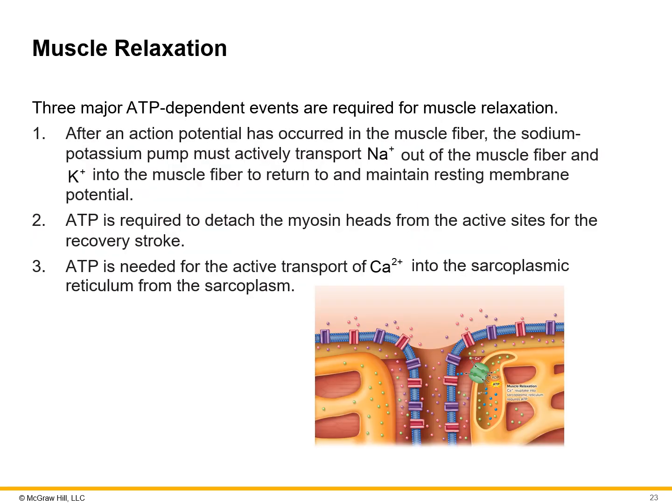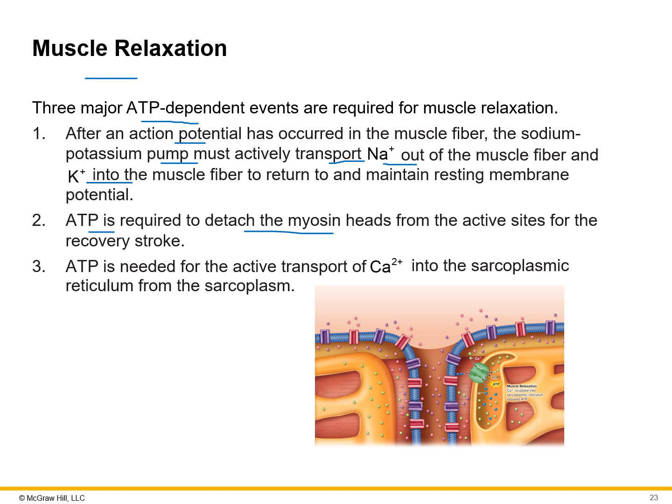Now the relaxation part again, so those are three major ATP dependent events that are needed for relaxation. After the action potentials occurred, those sodium potassium pumps need to restore the normal state. So they need to transport sodium out and potassium in to the cell to maintain a normal resting membrane potential. So we need energy for that. We need energy for the sodium potassium pump. We also need ATP to detach the myosin head from the active sites for that recovery stroke.